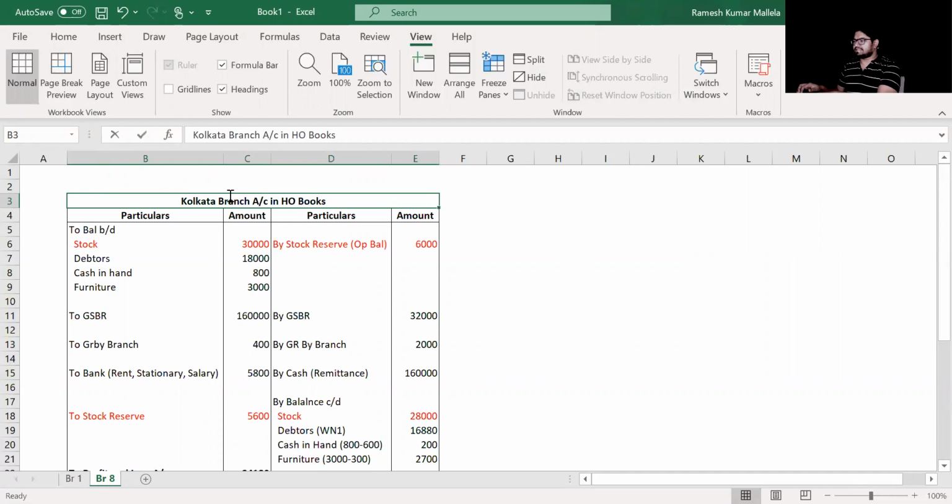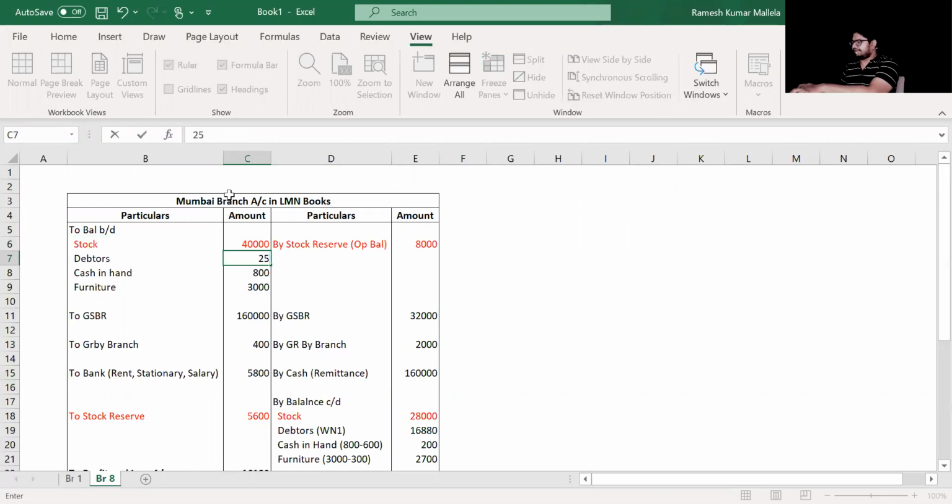Here, instead of Kolkata branch, it is Mumbai branch. In the books of head office, that is LMN books. He has given you details of stock. He says opening stock is 40,000. Debtors is given as 25,000. Cash in hand is given as 1,000 rupees. Furniture is given as 4,000 rupees. These are your opening balances.